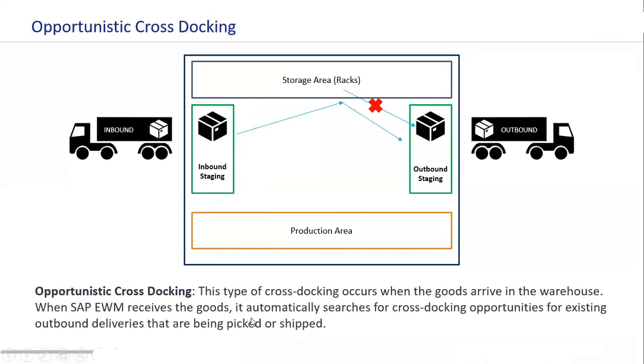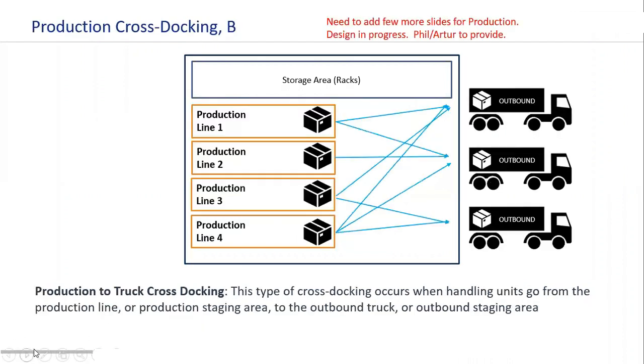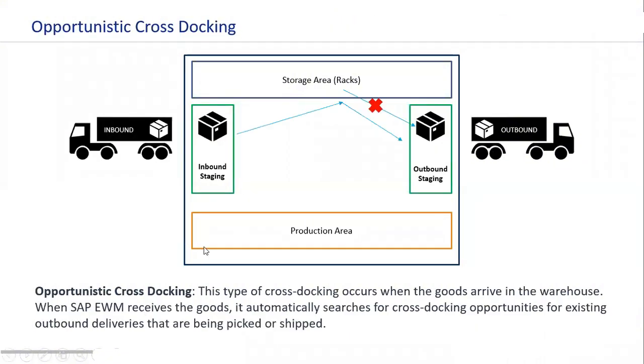Opportunistic cross-docking. This type of cross-docking occurs when the goods arrive in the warehouse. When SAP EWM receives the goods, it automatically searches for cross-docking opportunities for existing outbound deliveries that are being picked or shipped. So that would answer your question there, Paul. So if there was an outbound delivery waiting and that product was on it, EWM would look at that. So when we receive that pallet in, rather than giving them a task to put it away in the racking, it would send them to the outbound staging area for the outbound delivery. Yeah, it makes sense to do that, wouldn't it?